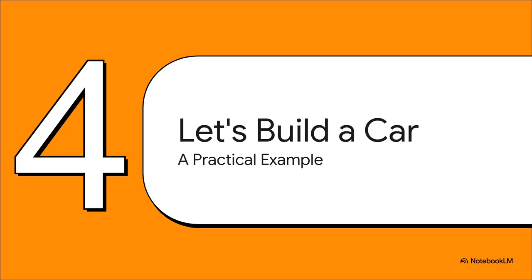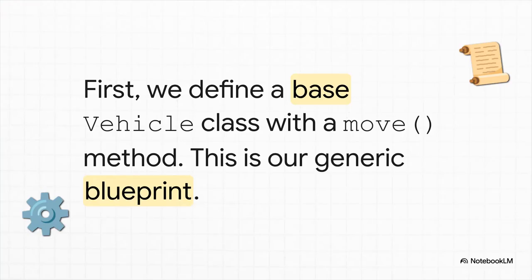Okay, so enough theory. Theory is great, but let's make this super concrete. Let's put it all together with one last, really practical example. We're going to build a vehicle blueprint, and then from that, we'll build a more specific car blueprint that inherits from it. So first up, we have our base class, vehicle. Super generic. It's got a constructor to set the make and a simple move method. You know, something basically any vehicle can do.